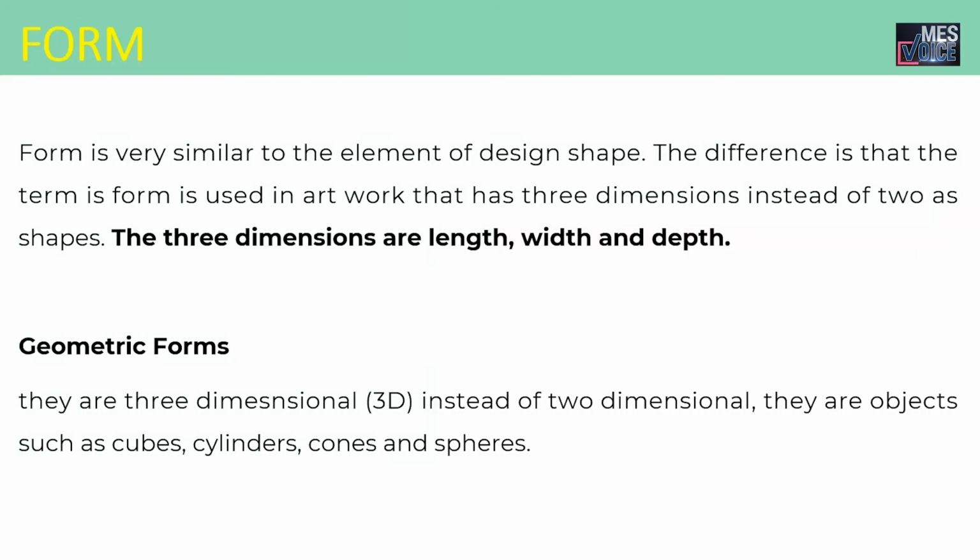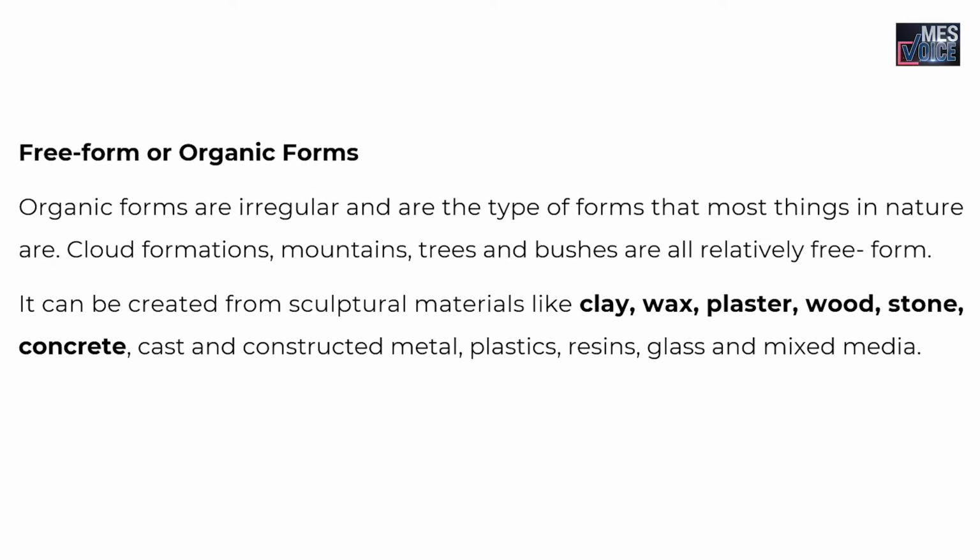Next is form. Form is very similar to the element of design shape. The difference is that the term form is used in artwork that has 3 dimensions instead of 2. That is, it contains length, width and depth. Geometric forms are 3-dimensional. They are objects such as cubes, cylinders, cones, spheres. And the free form, that is the organic forms, which are irregular. They are the type of forms that most things in nature are, like cloud formations, mountains, trees, bushes. These are relatively free form.